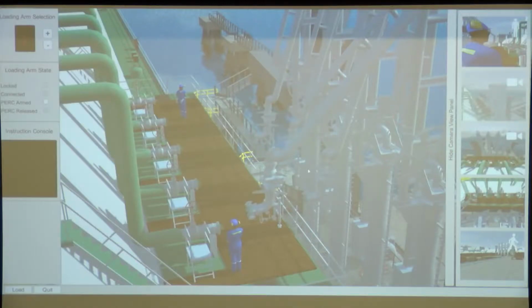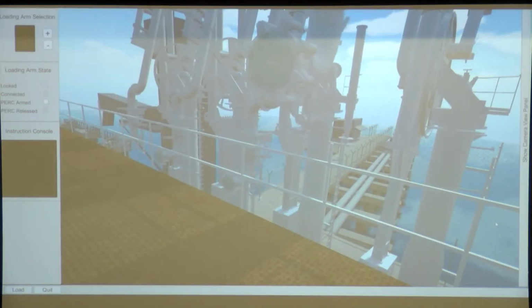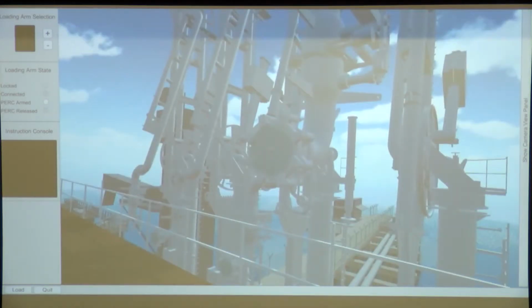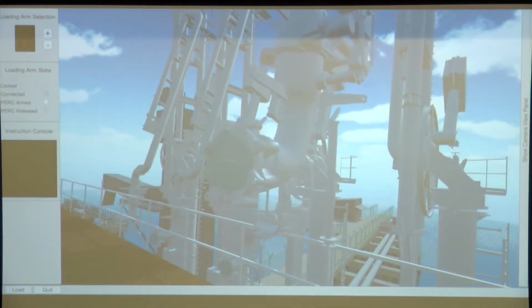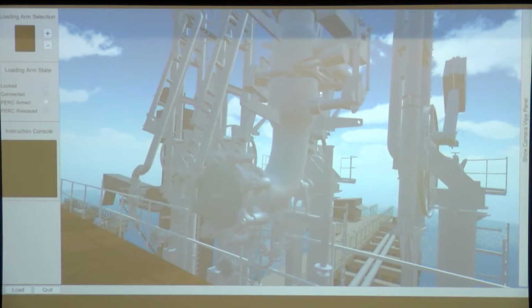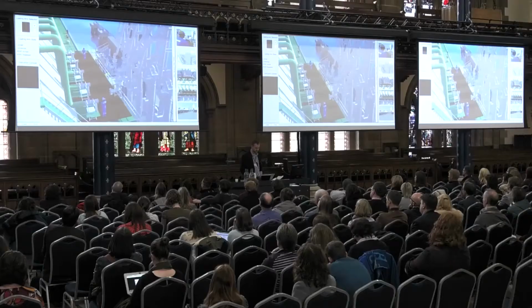This is some other work we did in Trinidad. So this is a ship, and we can use virtual reality and 3D computer graphics to train people how to fill up a tanker with LNG. Because it's a very dangerous process, but we can actually train people using virtual reality.